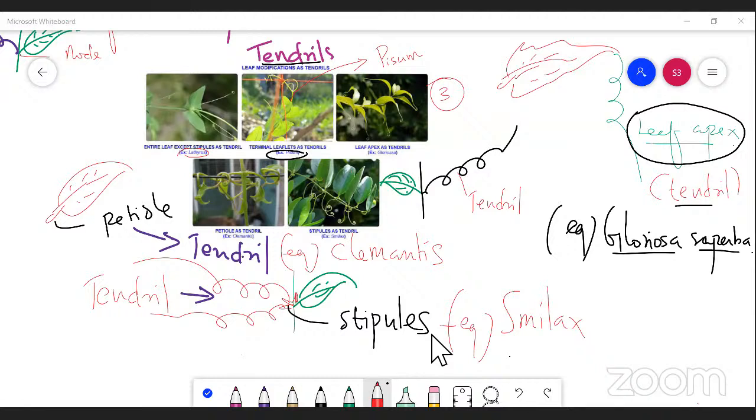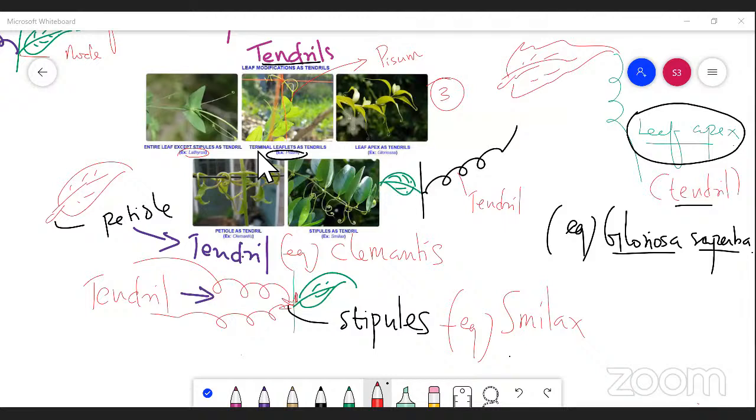Dear students, did you understand what I taught you? Yes, sir. So far we have taken only modification. There are so many types. The first type that I have taken is tendril. Tendril is nothing but a modification of leaf which acts as a coil-like structure, right? So far we have discussed it a number of times.